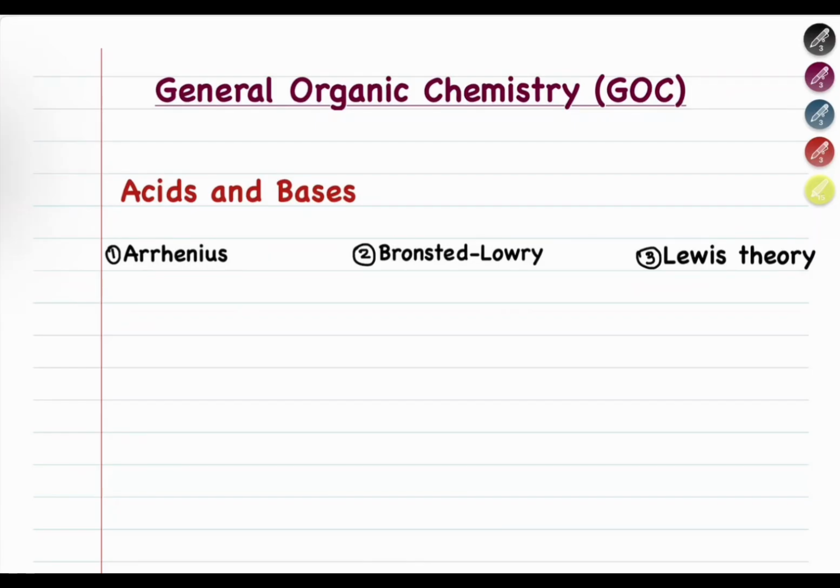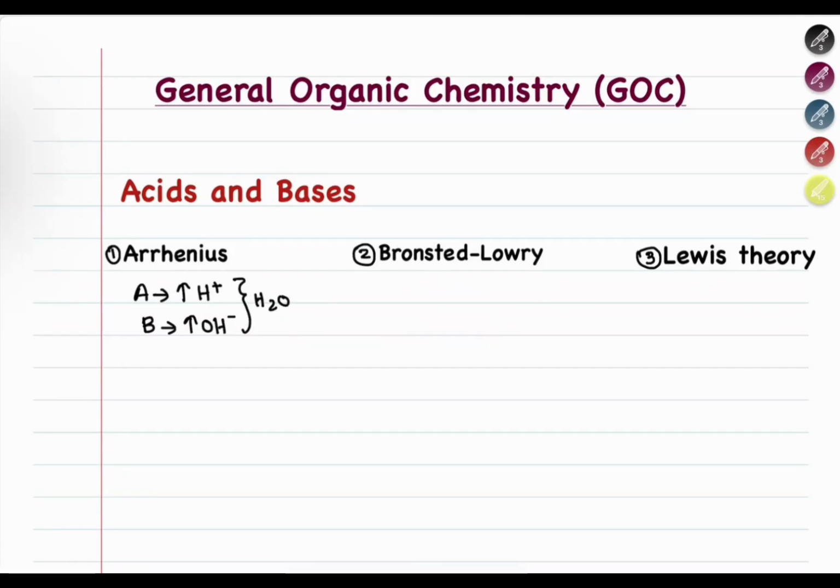According to Arrhenius theory, an acid is a substance which will increase the concentration of H plus ion in aqueous solution, and a base is a substance which will increase the OH minus ion concentration in aqueous solution. Here, Arrhenius explained both acids and bases in aqueous solution only. Okay. Now we'll discuss Bronsted-Lowry theory.